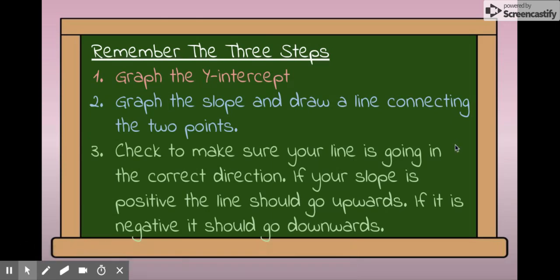So these are the 3 steps to use when you are trying to graph an equation. So first you graph the y-intercept, then you graph the slope and you draw a line connecting the 2 points, and then you check to make sure your line is going in the correct direction. So if your slope is positive, your line should be going upwards, and if your slope is negative, it should be going downwards.